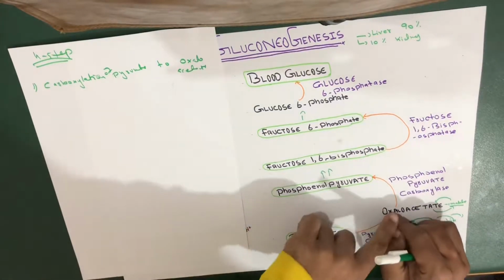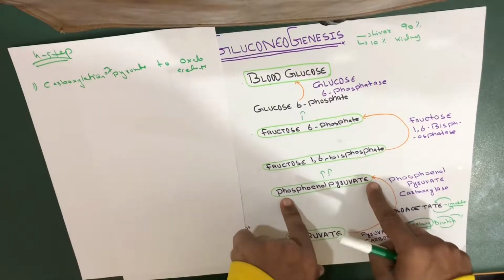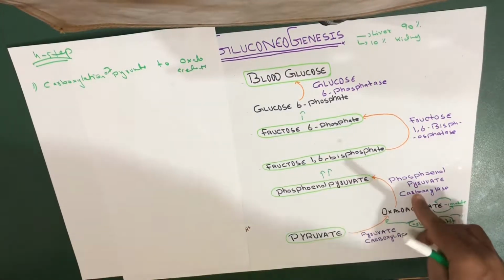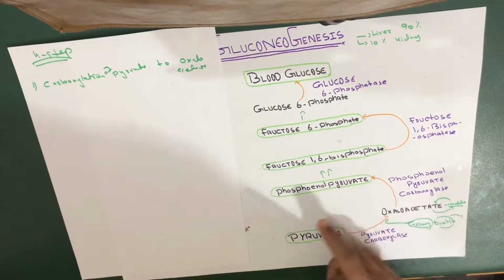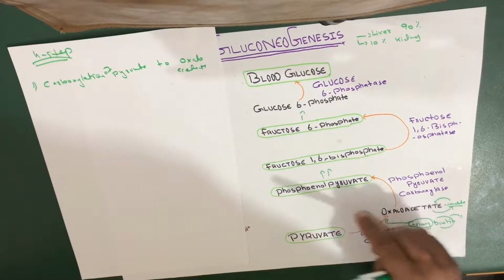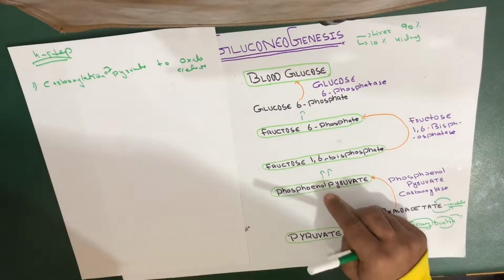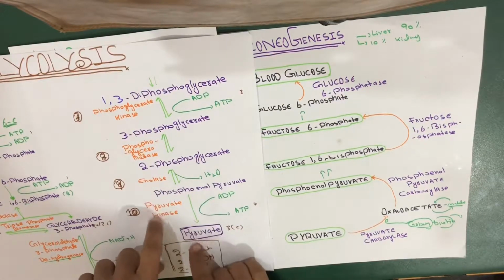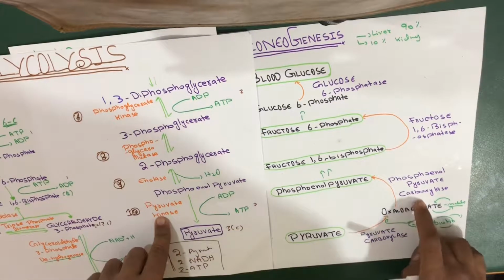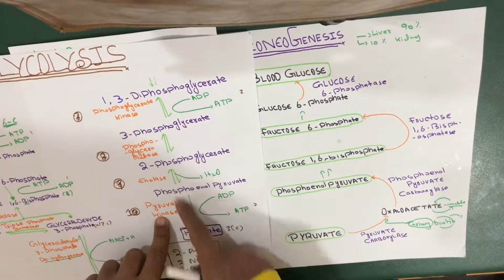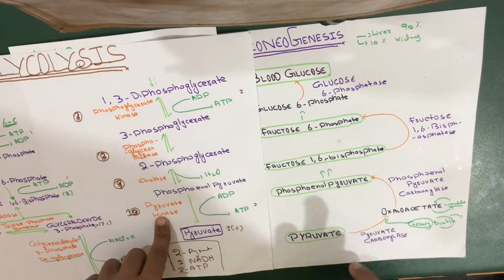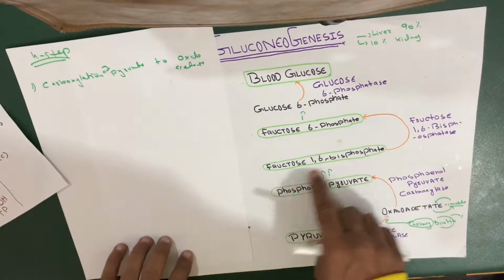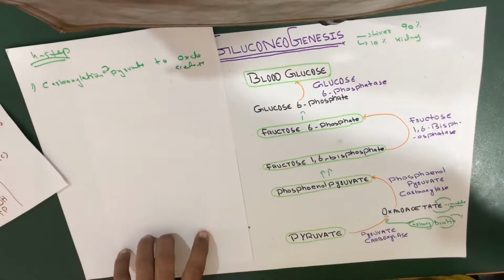So from oxaloacetate to phosphoenol pyruvate, we use an enzyme called phosphoenol pyruvate carboxykinase. But one thing we have to remember is that this reaction, converting oxaloacetate into phosphoenol pyruvate, occurs in the cytosol. Remember, when we convert phosphoenol pyruvate into pyruvate, we use pyruvate kinase, but it's different. That reaction was one step, but here we use two steps: we converted pyruvate into oxaloacetate and oxaloacetate into phosphoenol pyruvate in order to reach phosphoenol pyruvate. So this is it.